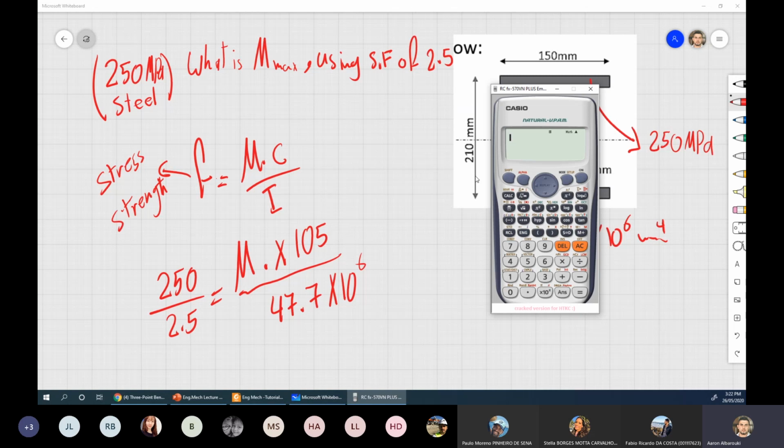So M equals 250 multiplied by 47.7 times 10 to the power of 6, divided by 105 multiplied by 2.5. That's the moment. Now that's in Newton millimeters. Look at everything we got there: Newton millimeters, MPa. So if I need to make it kilonewton meter, I have to divide it by 10 to the power of 6. That's my answer.